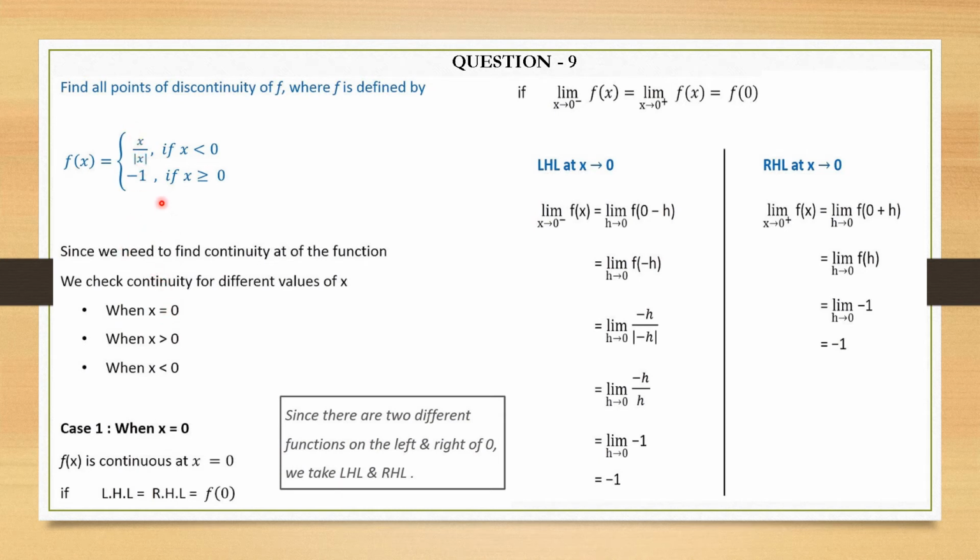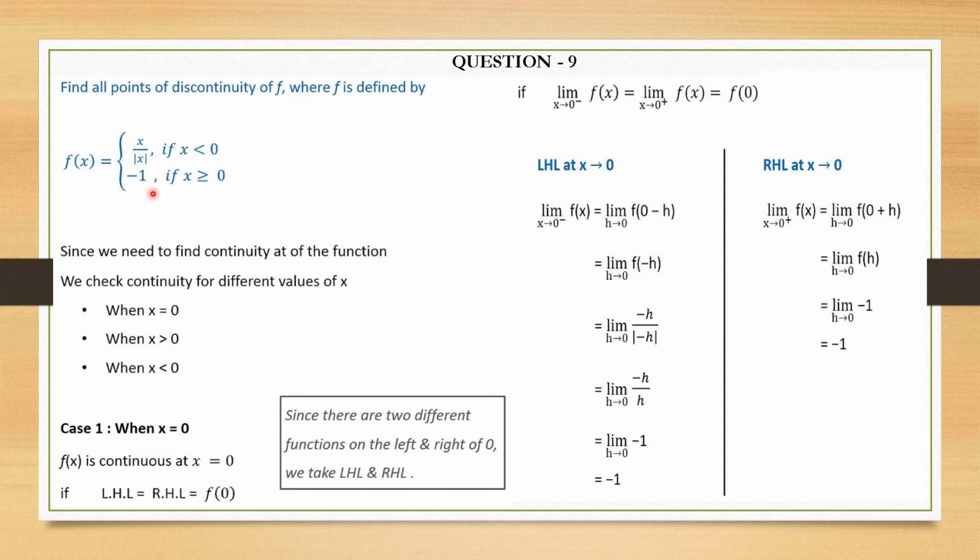Number 9 is again x upon |x|, and minus 1 for x greater than or equal to 0. So you know how differently this function will behave from the previous question. We have to check for x equal to 0, x greater than 0, and x less than 0. For x equal to 0, I will check again the left hand limit and right hand limit, and that is coming out as minus 1 here.